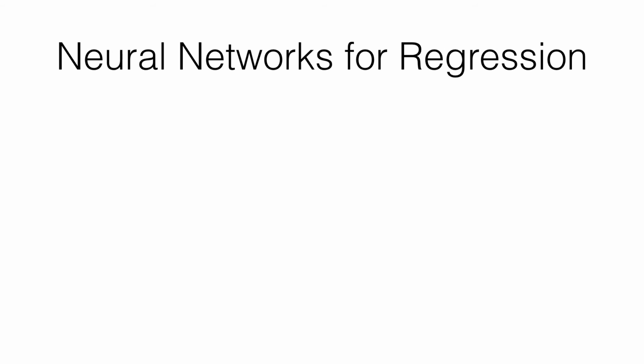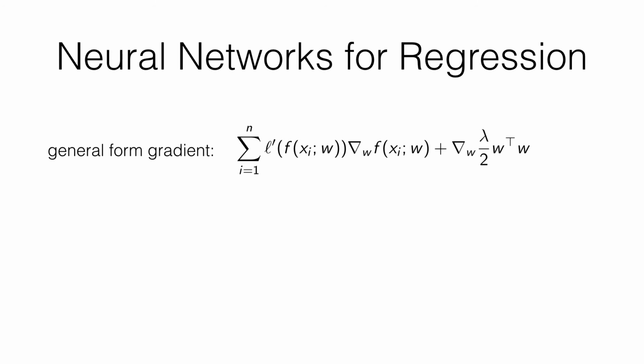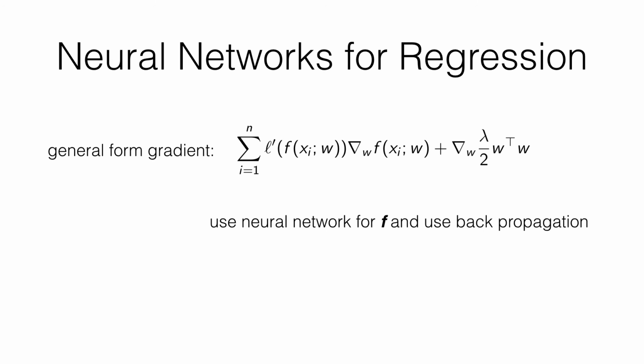So the first approach we'll talk about is to use neural networks for regression. And this is where that general form of the gradient I wrote a couple slides ago is going to come back. So here we have that general form. It's written with respect to L, or rather the derivative of L, and the gradient of f. It's really simple actually. All we have to do is use a neural network for f, and then when we go to compute that gradient of f, we just use backpropagation the same way we did with classification.